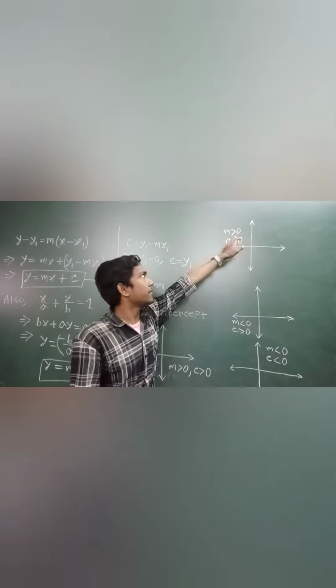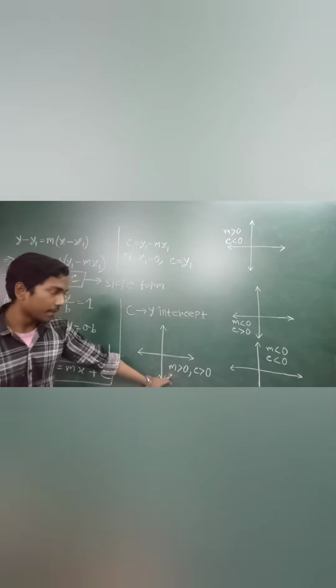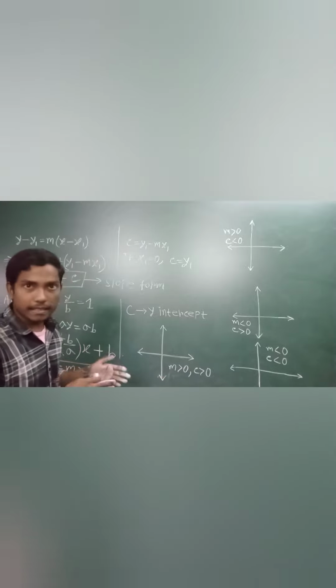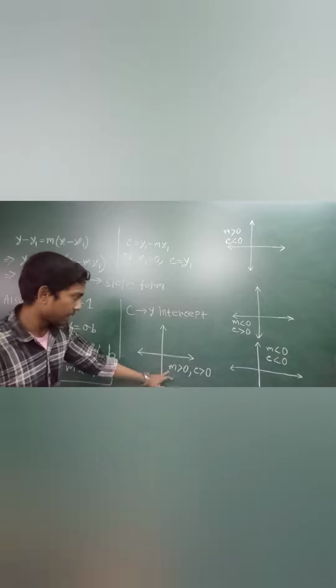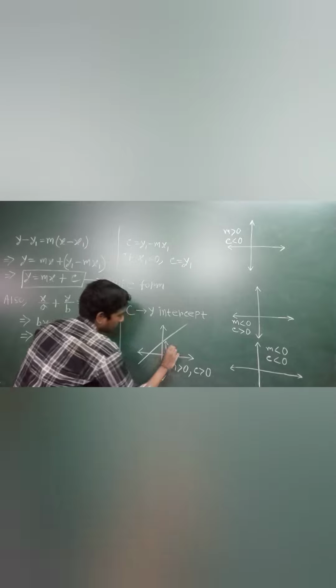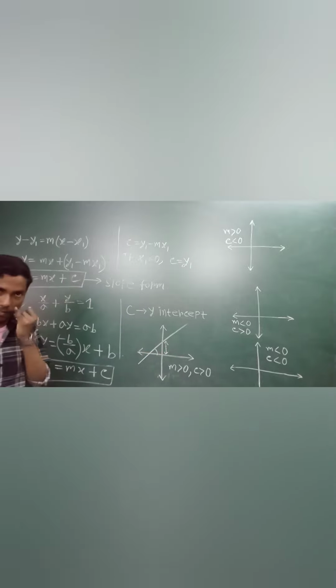Case 1 says if m is greater than 0 and c is greater than 0, then the angle theta will be an acute angle, since m is greater than 0, and c is greater than 0. So the straight line will pass like this. This length c is the y-intercept, so it is greater than 0. And this angle theta is an acute angle.